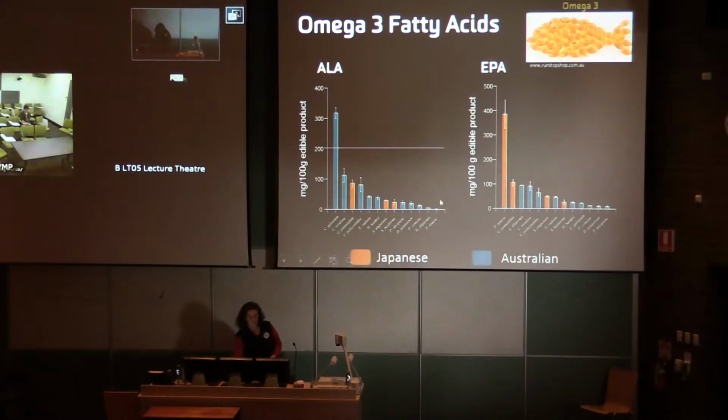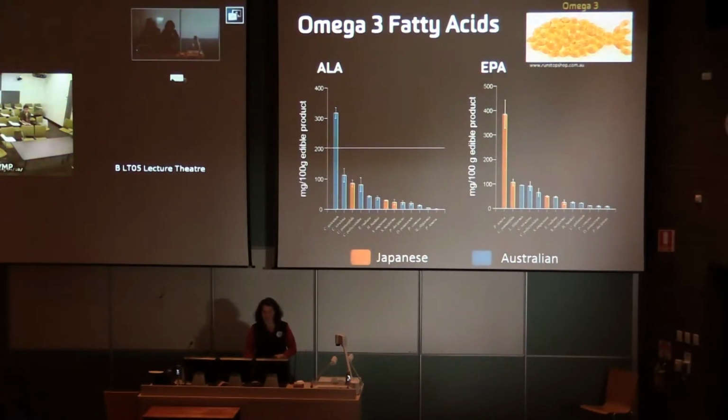And on these graphs that I'll show you, the Japanese species are all represented in the orange colours, and the Australian species are represented in blue. So only one of our species ticked that box for the ALA, and that was the codium, which is the green algal species that we looked at.